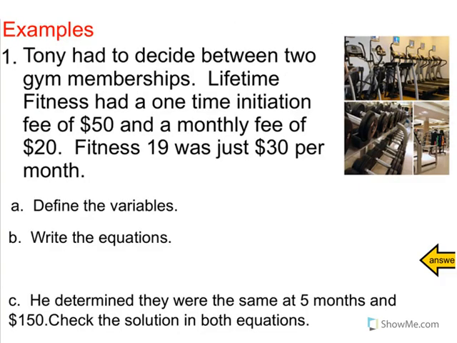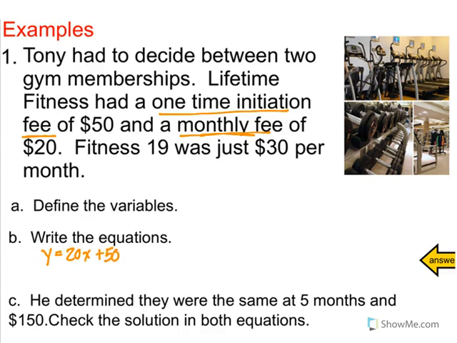Let's look at the following example. Tony had to decide between two gym memberships. Lifetime Fitness had a one-time initiation fee of $50 and a monthly fee of $20. I'm going to stop here. This is giving me a clue that this is going to be written in slope-intercept form. I have a one-time fee, that would be my y-intercept, and I have a monthly fee, that would be my slope. So one of my equations is going to be y = 20x + 50.